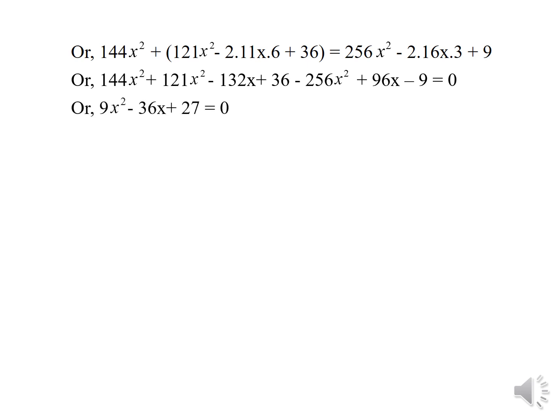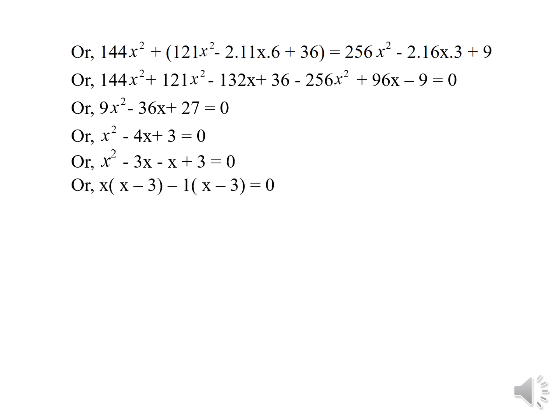Then by adding and subtracting, finally we get 9x² − 36x + 27 = 0. Dividing both sides by 9, we get x² − 4x + 3 = 0. Then by middle-term factorization, we get this line. From the first two terms we take common x, and from the last two terms we take common −1. So finally we get (x − 3)(x − 1) = 0.